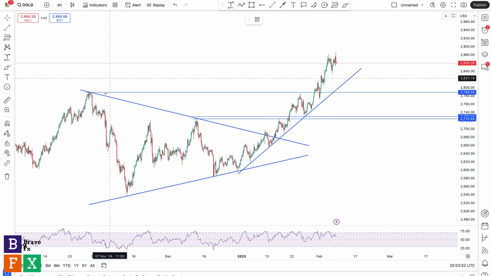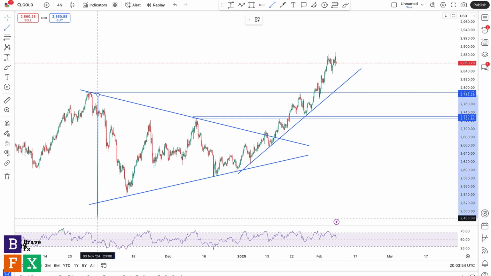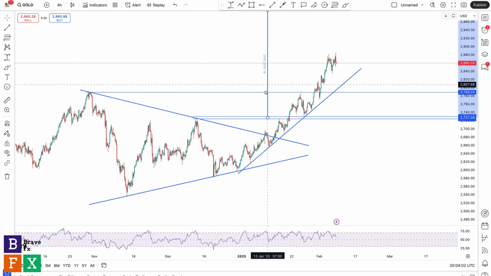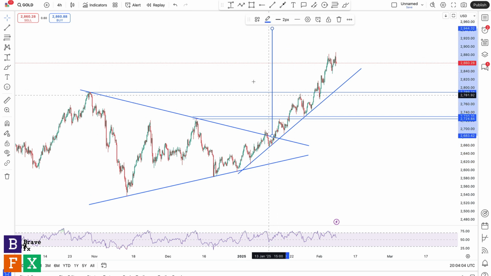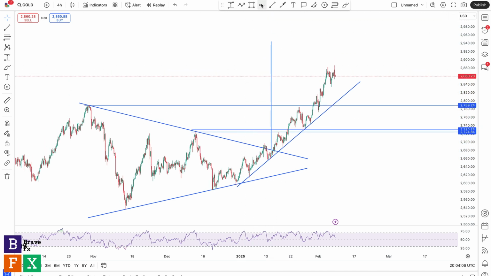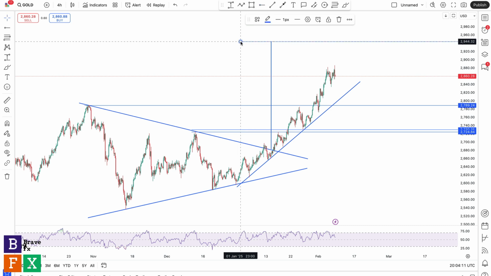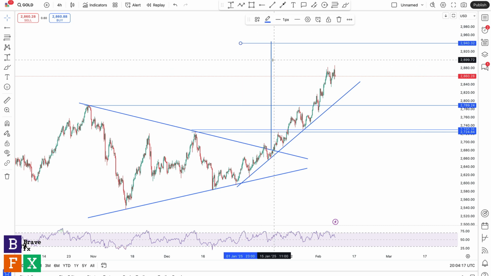And my target for gold's current price movement, I'm just going to show you how I make a measured price movement when we're in price discovery. So you take the height of the symmetrical triangle, measure it from the breakout, and it gives you some sort of average price target for gold, and that will set us at around $2,940 per ounce of gold. So this is my target right now for gold.